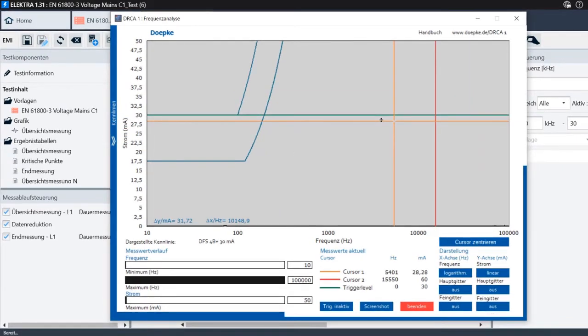This measurement here shows the leakage current measurement of a drive when we switch from 8 kilohertz to 2 kilohertz switching frequency. And what you also see here is that there is still no filter attached, because we still don't have any additional leakage current at 50 Hertz.